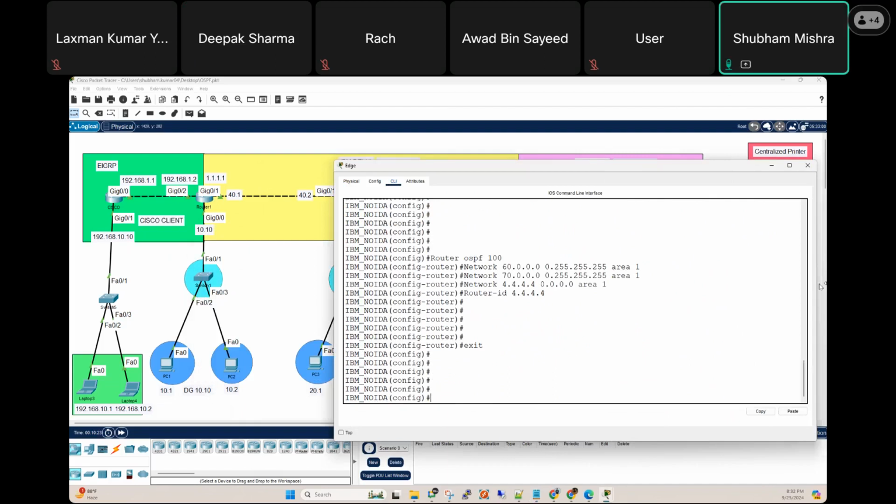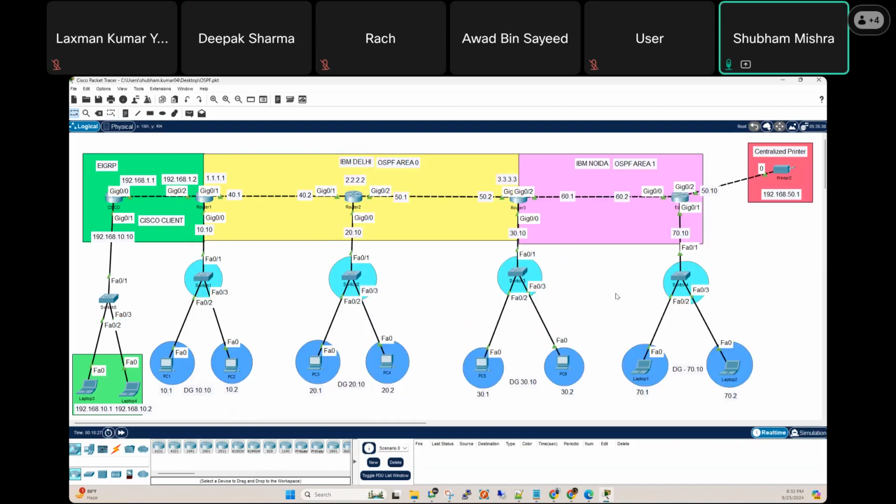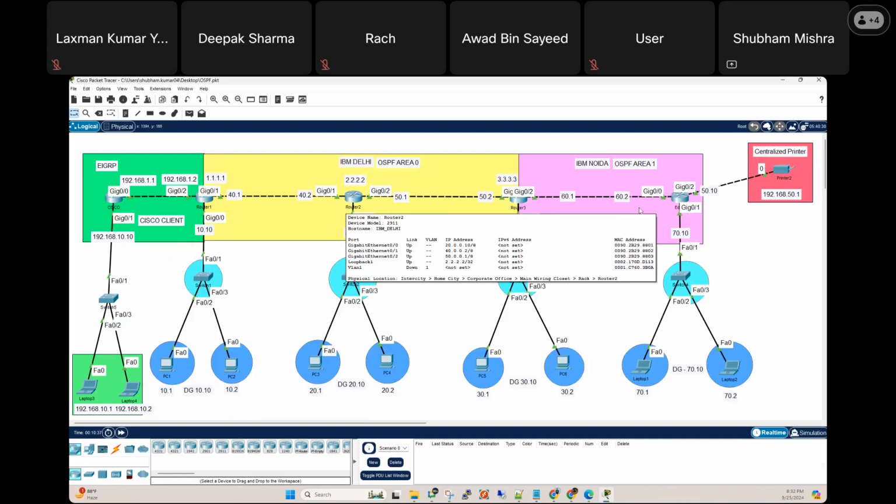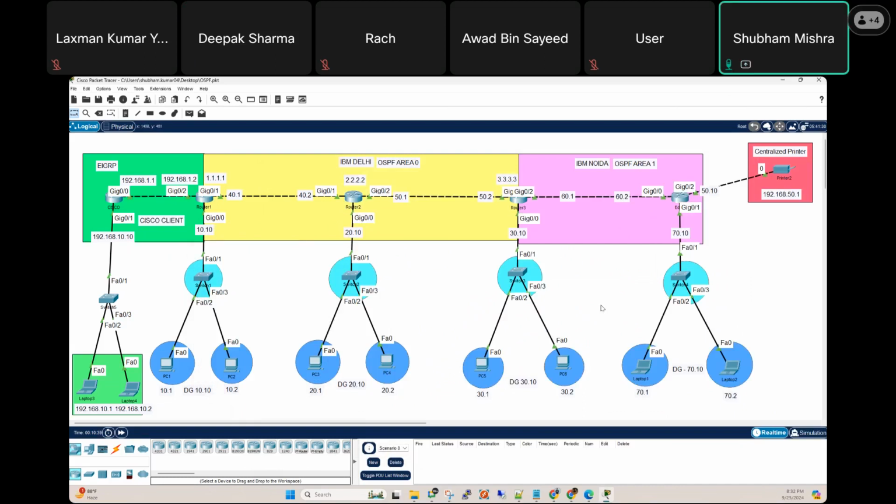Done now, everyone. So I configure the OSPF there also. Everything is done, right? Now this is area number 0 and this is area number 1. What I did, guys, I just advertised every network in the OSPF. Yes or no?